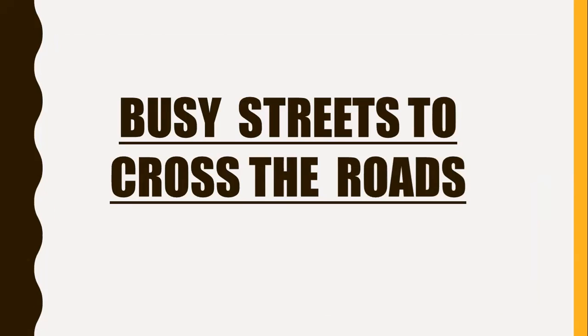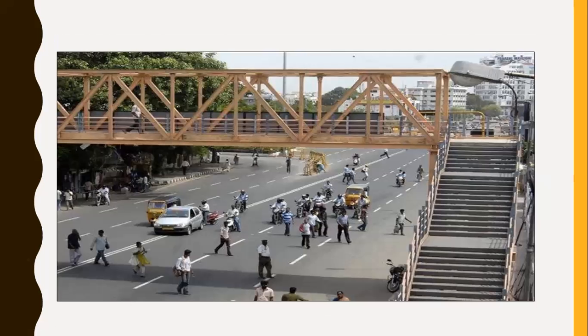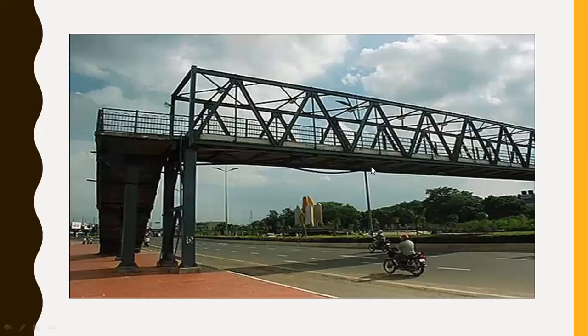Now there are busy streets, right, to cross the roads, so we can provide a bridge, right? If there are wide roads in crowded cities, then we have to provide this type of bridge, so we can easily pass without crossing any signals or passing by the vehicles, right? Okay.